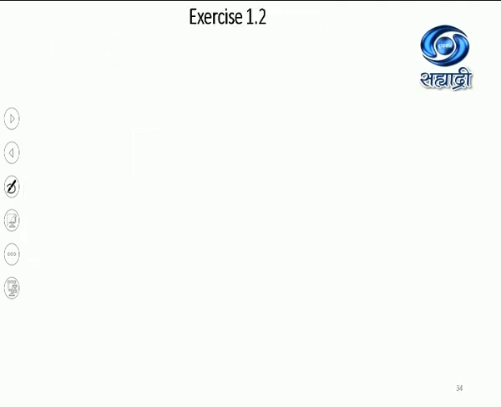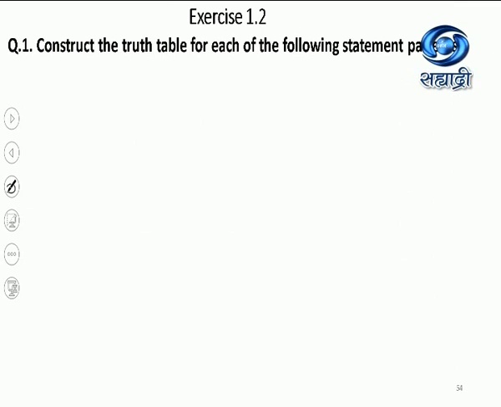Now I go to exercise 1.2. Construct the truth table for each of the following statement patterns is the first question from exercise 1.2. The statement pattern is square bracket, inside which we have a round bracket, P implies Q, and Q, entire square bracket implies P. See how the brackets are situated. They have already been placed.